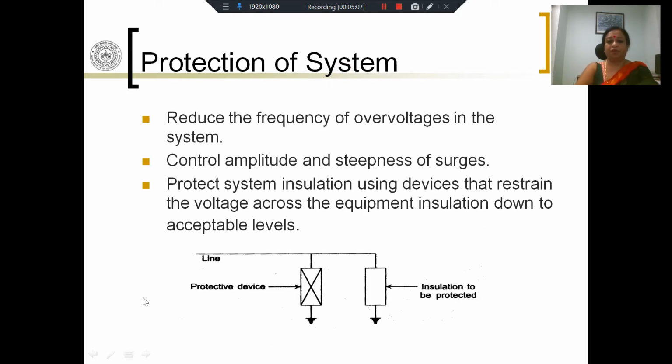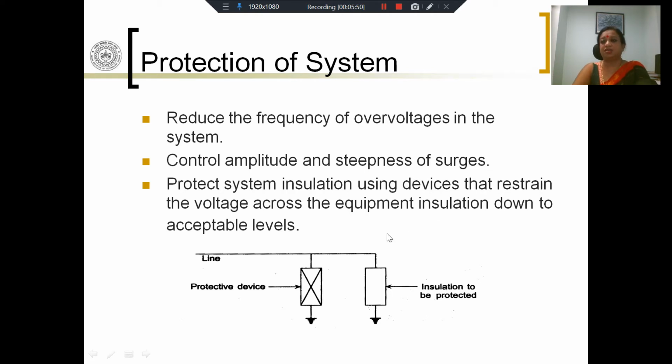So let's say you have equipment which will be protected, and there is a protecting device. At any point in the line, you are aware of the level of overvoltage that you expect. You do not design the equipment with sufficient insulation to withstand that overvoltage. Instead, at that point, across the insulation to be protected, you plug in a protective device. This protective device will take care of a certain level of the overvoltage. So protect the system insulation using devices that restrain the voltage across the equipment insulation down to acceptable levels.